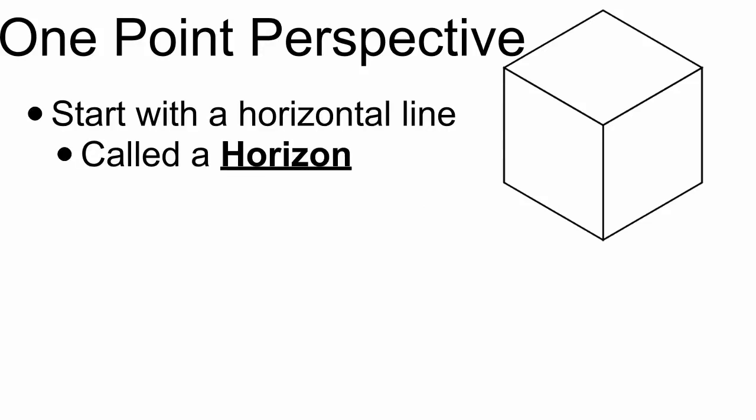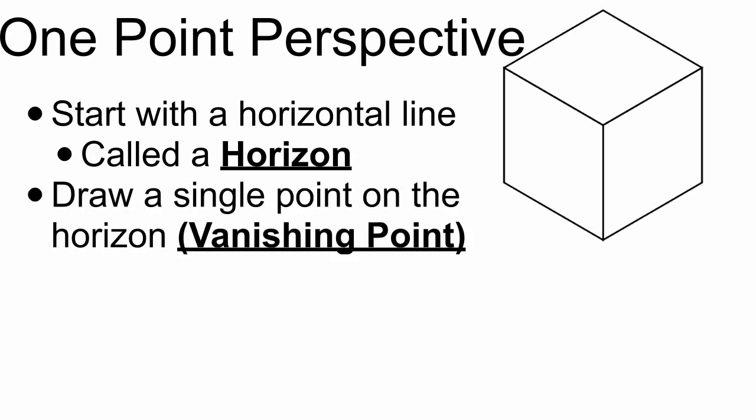The first step always is to start with a horizontal line. That horizontal line that you start with is called a horizon, and that happens for 1 and 2 point perspectives, but just for this one, make sure you're happening with 1 point perspectives. Once you have that, you're going to draw a single point on that horizon. That point is called the vanishing point.